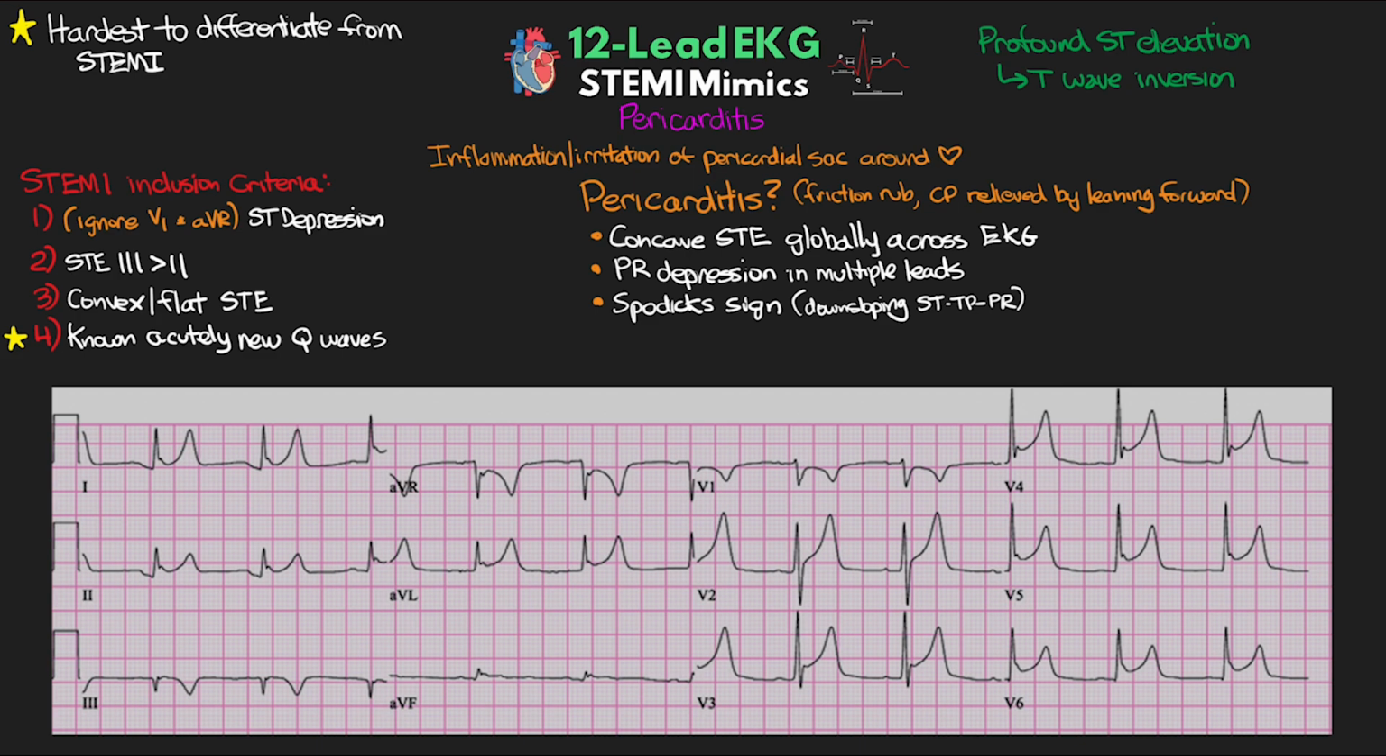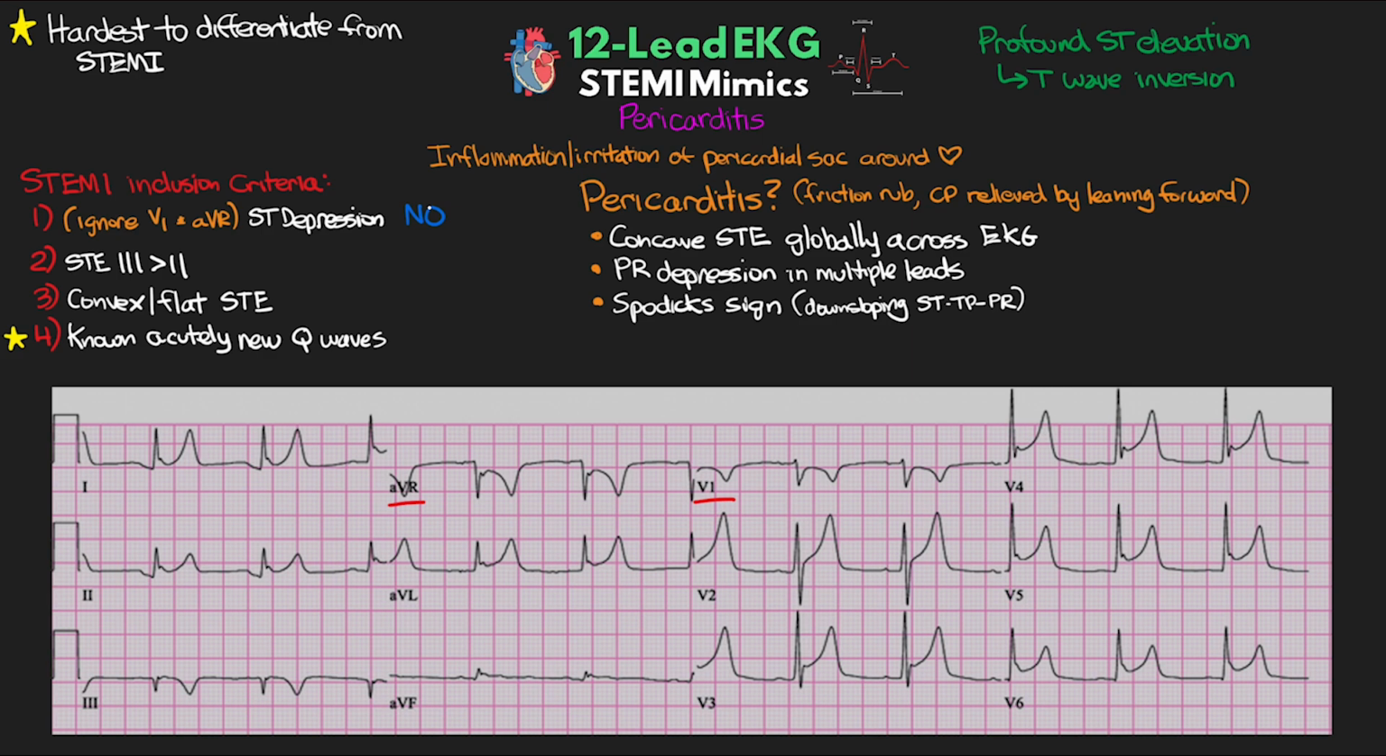So we want to start off looking for ST depression, which we do see in aVR and V1, but those are leads that we can expect to see it sometimes. And so, like I said, we need to ignore those. Looking around the rest of the EKG, we actually don't see any other ST depression here.